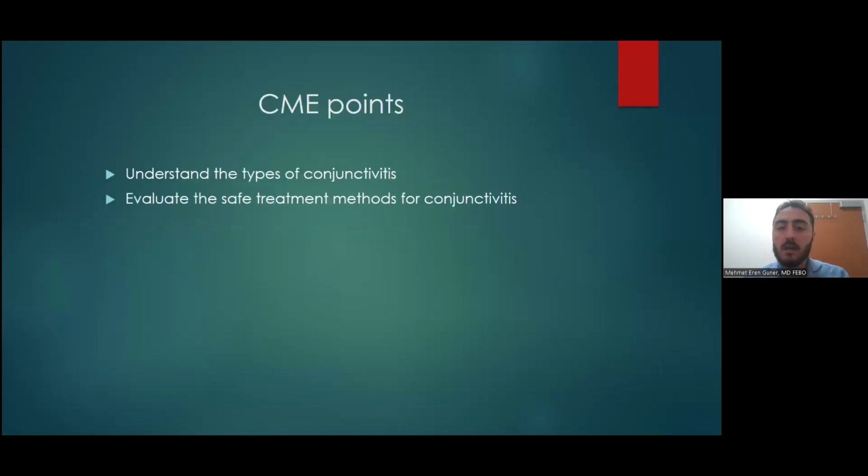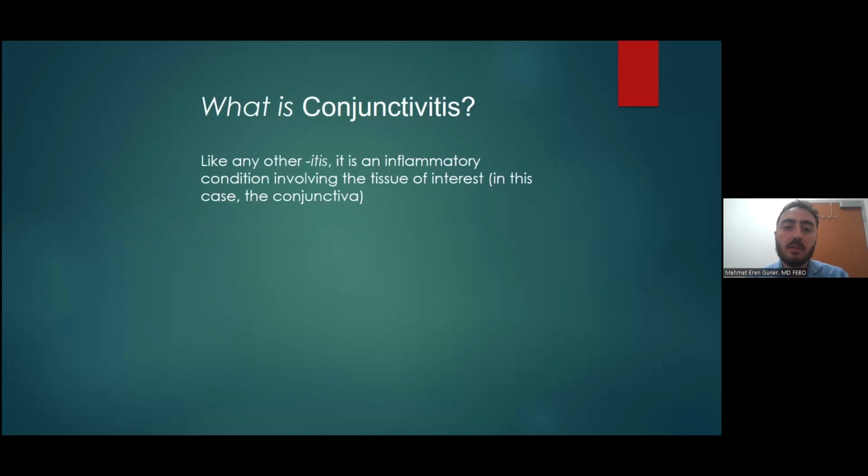All right, here are the CME points. So let's start. What is conjunctivitis? Just like any other itis, it's an inflammation of a tissue, which is the conjunctiva. Conjunctiva is a clear tissue that overlies the eyeball as well as the eyelid's inner side.